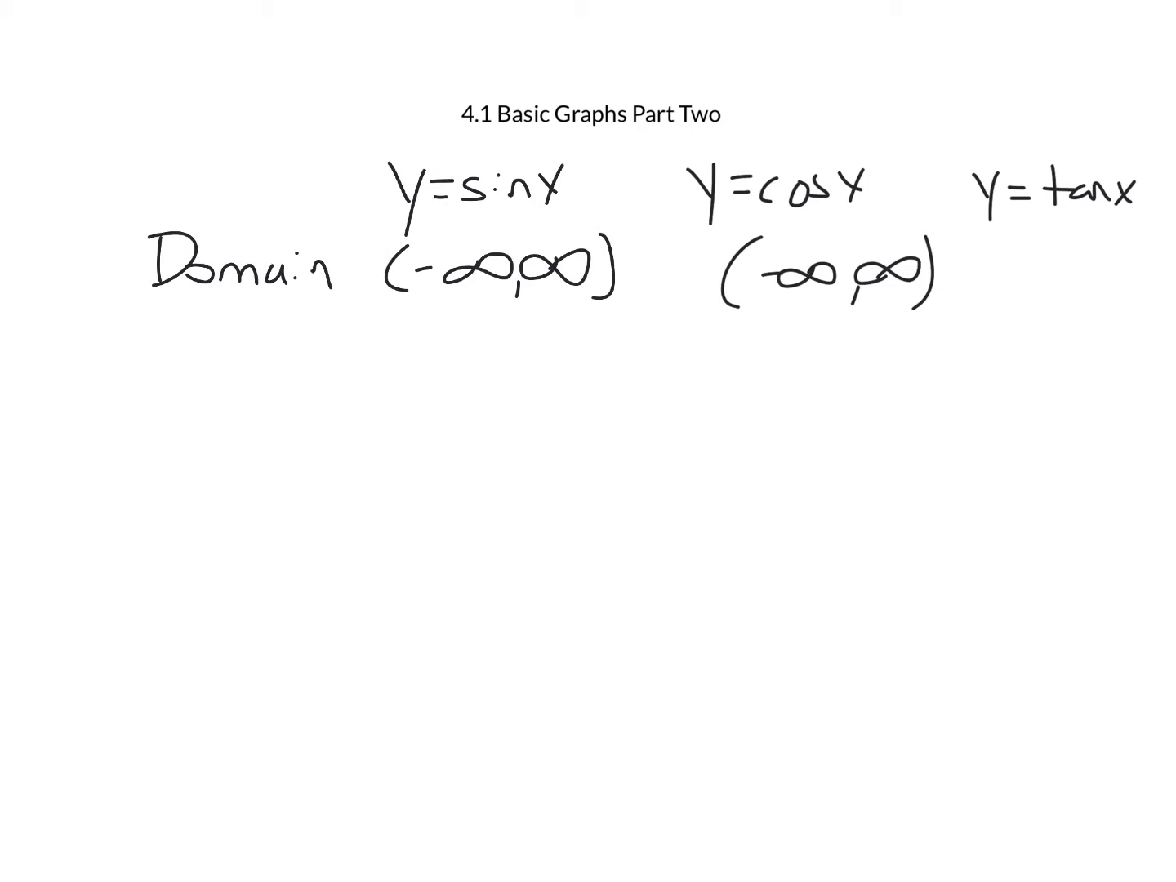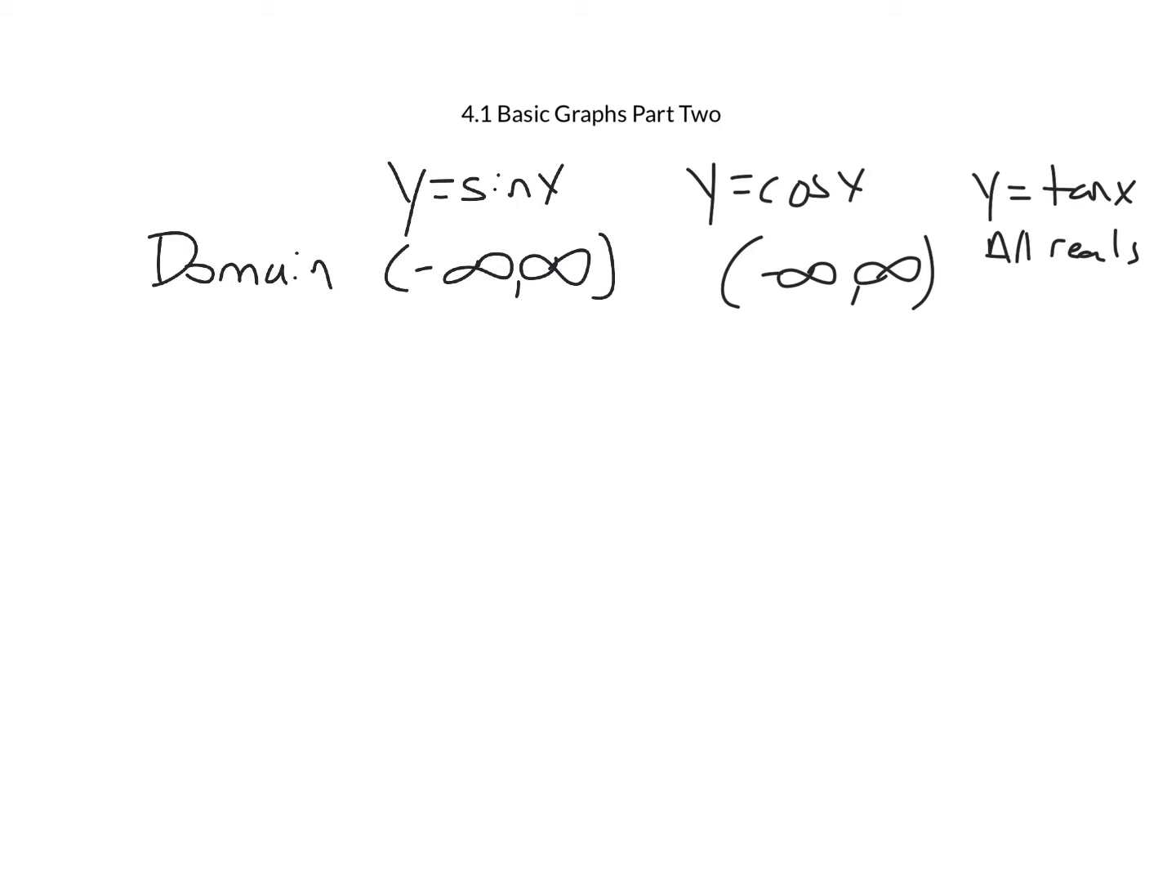Tangent, we're going to write this a little differently, okay? It's going to be all reals except. Now, think about when tangent is undefined. It's whenever cosine is 0, right? Because tangent is sine over cosine.